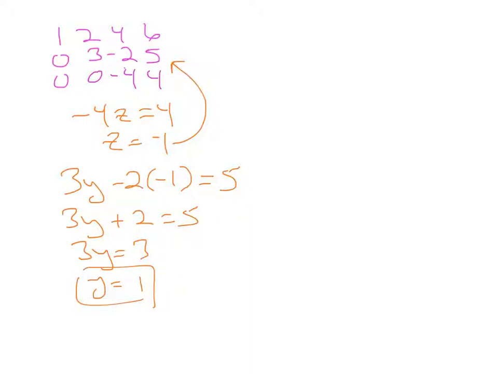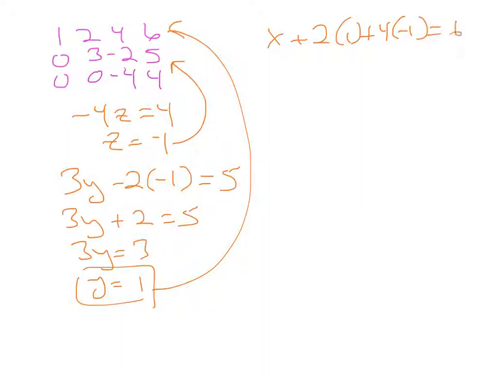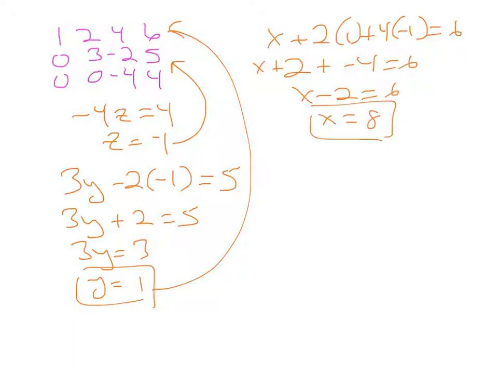Okay, so we've solved for y and we've solved for z, and now I can take both of them and plug them into the original equation. So I have 1x plus 2y, and my y value was 1, plus 4 times my z value, which was -1, equals 6. So I have x plus 2 plus -4 equals 6, or x minus 2 equals 6, or x equals 8. So it was pretty easy, right?